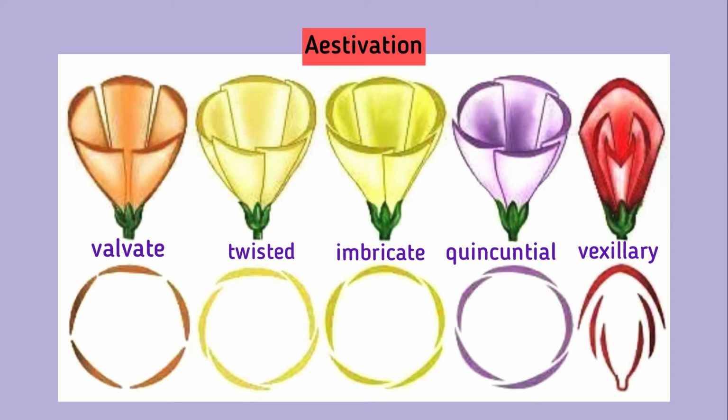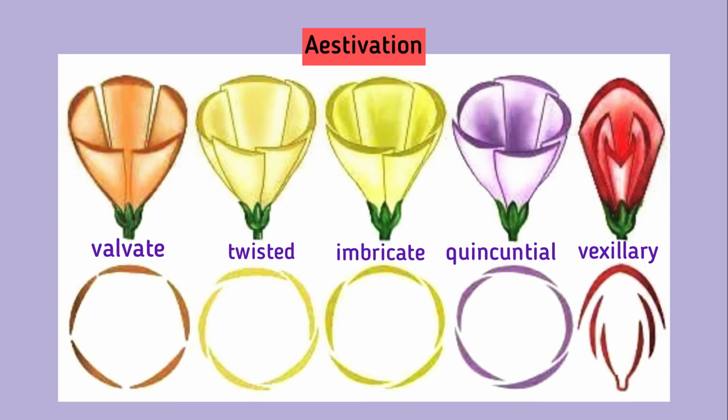Valvate is a form of aestivation in which sepals or petals are arranged in a row and only meet each other's margins. In twisted type, one margin of each sepal or petal overlaps with the next one and the other margin overlaps with the previous one. Here the overlapping is normal in one direction, either clockwise or anti-clockwise.